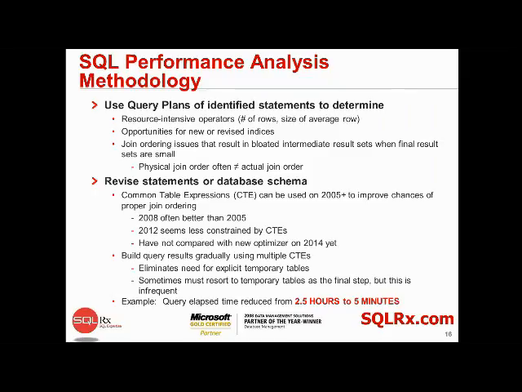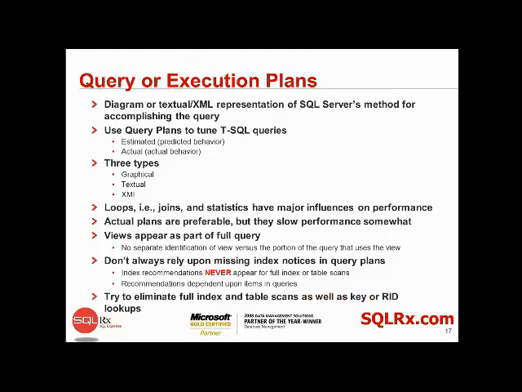So execution plans and query plans are synonymous. There's a diagram, the visual one most people are familiar with. There are textual and XML representations of both of those, and basically it's how SQL Server is going to accomplish the query. There are 2 kinds: estimated and actual. There are 3 types: graphical, textual, and XML. I tend to use the actual whenever possible, and I use the graphical quite a bit, and now I'm starting to use XML more. They each have their benefits depending on what you're trying to do.